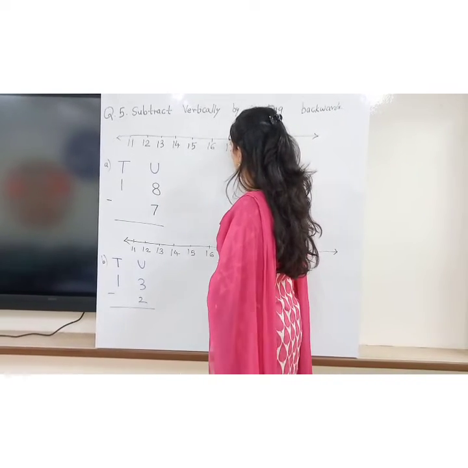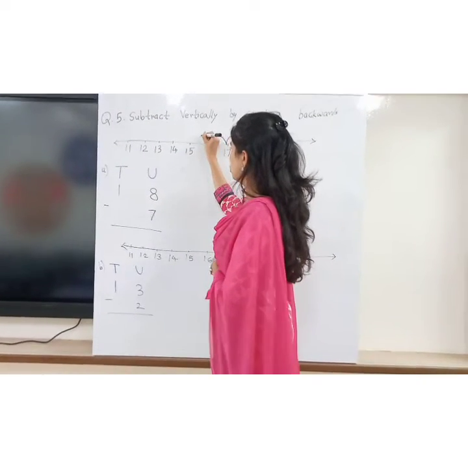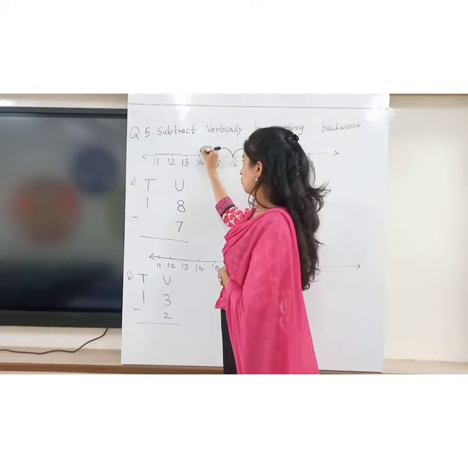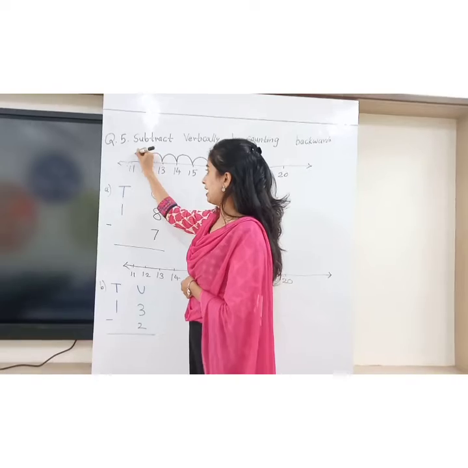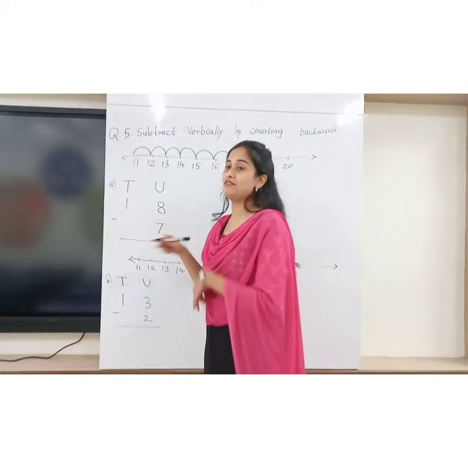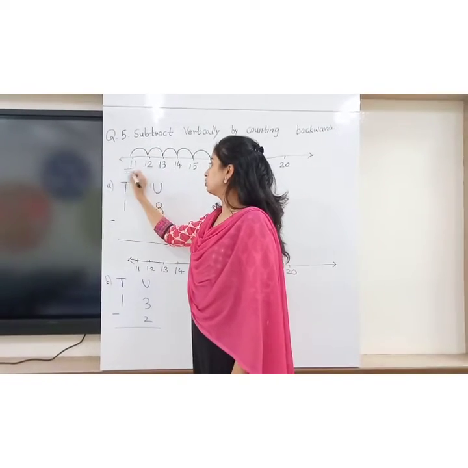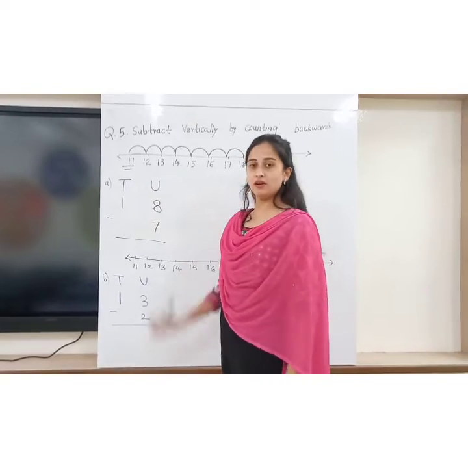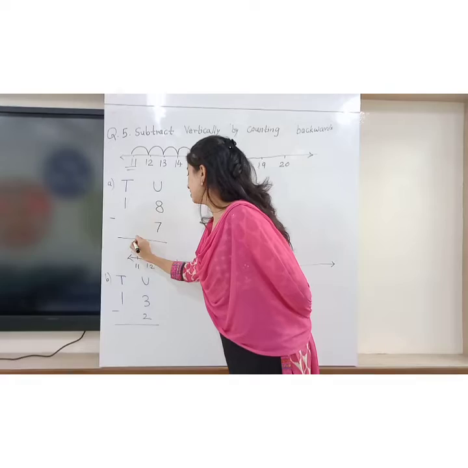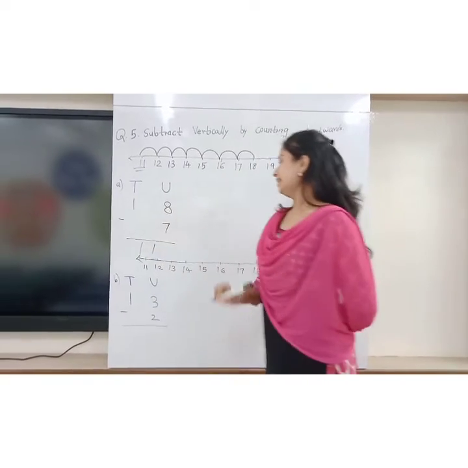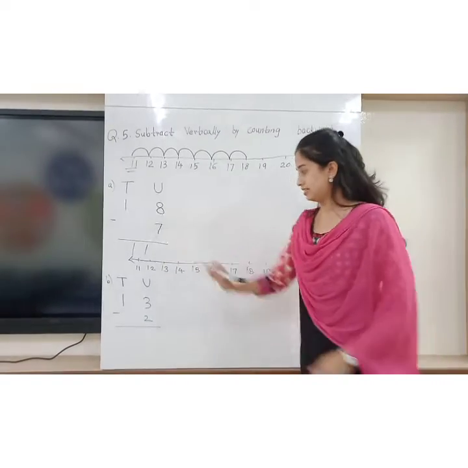It is 1, 2, 3, 4, 5, 6 and 7. So by counting 7 backwards, I am reaching this number. Which is the number? It is 11. So 18 minus 7 is 11. So 11 is the answer.